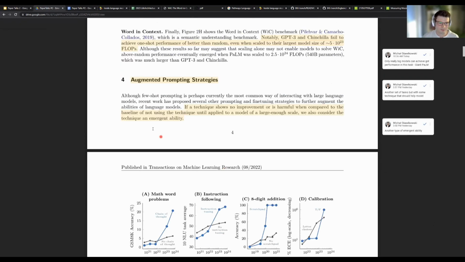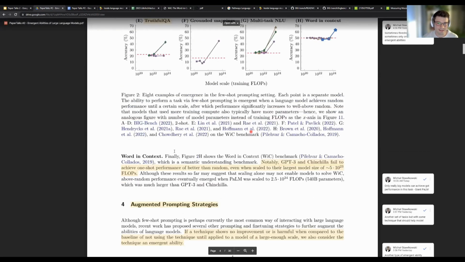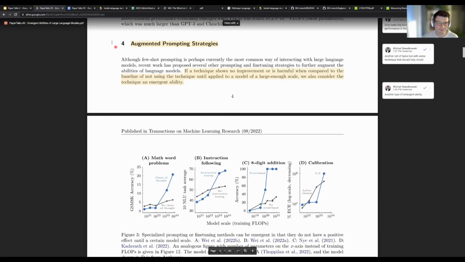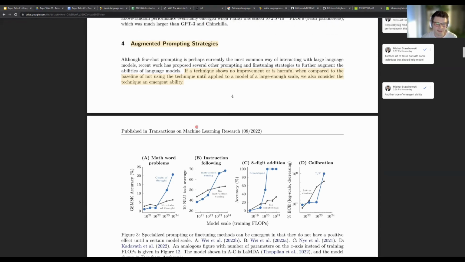Yes, and we can now go to maybe something a little less interesting, but it's also interesting too, about augmented prompting strategies, because here we have some tasks, and this particular paragraph is not really about tasks, but about some strategies that actually help the model to solve some problems or learn these problems, and only with this help is the model able to actually reach this emergent phase.